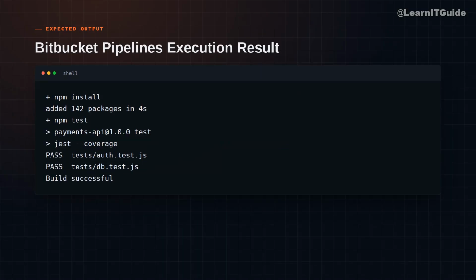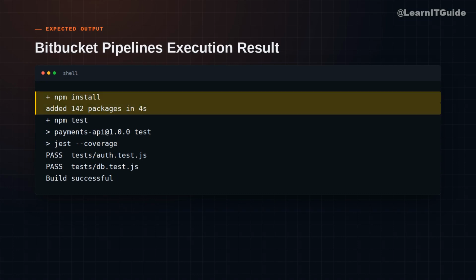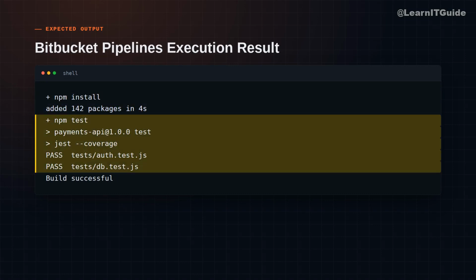The Bitbucket output looks similar. You see the installation of dependencies followed by the test execution. It is clear and concise. The main difference is that Bitbucket often requires a bit more manual setup for complex environment variables or secrets compared to GitHub's repository settings, but it is rock solid for standard builds.